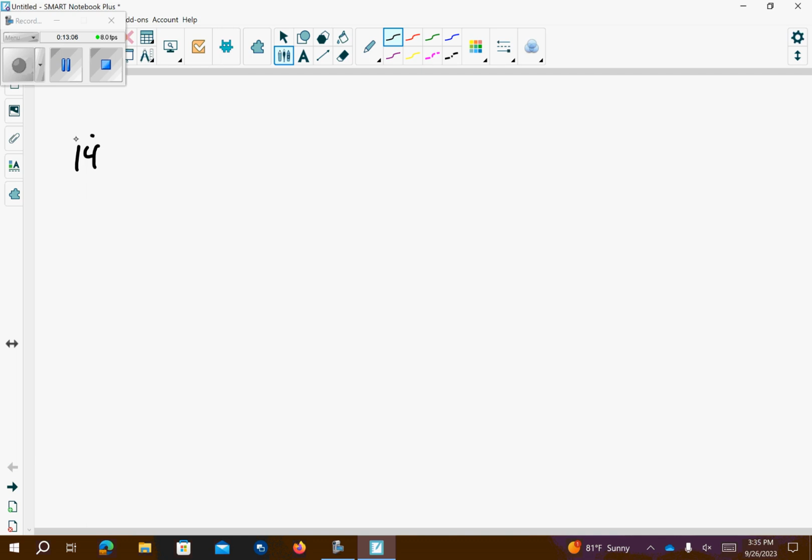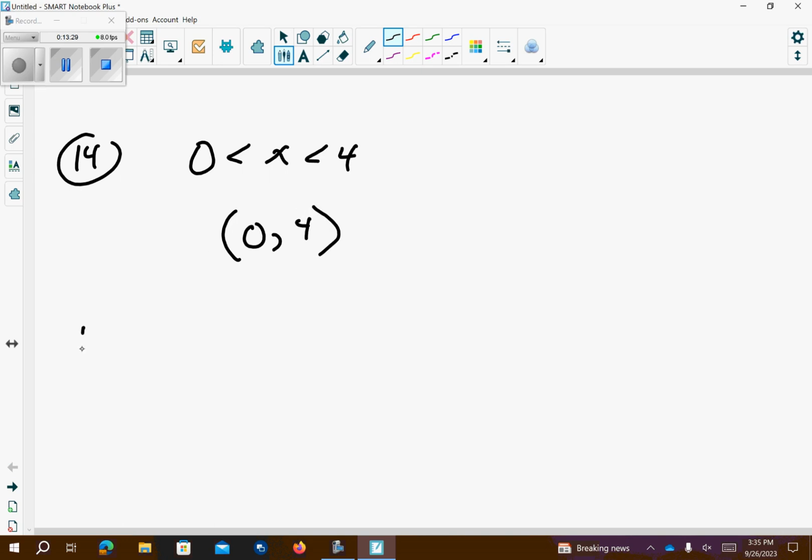Let's look at number 14. It says a student should have no more than 4 hours of homework. So could you have 0 hours of homework? Yes. Could you have up to 4? Yes. So it should have no more than 4 hours. And then that's the equation. So the interval notation would go from 0 to 4. That's the interval notation.